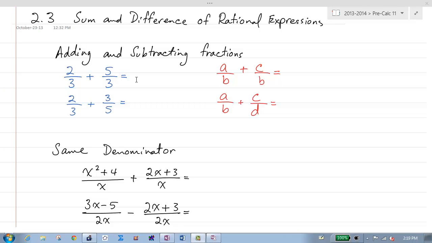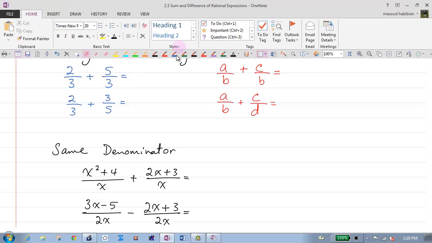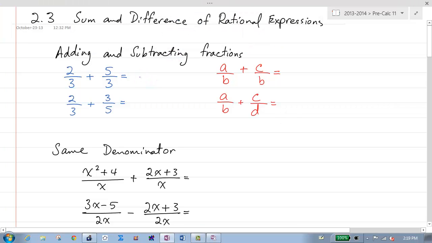Okay, so today we're going to talk about sum and difference of rational expressions, or adding and subtracting rational expressions. And this is again closely related to adding and subtracting fractions, which is something that we should be familiar with. And that's what we're going to sort of start on.